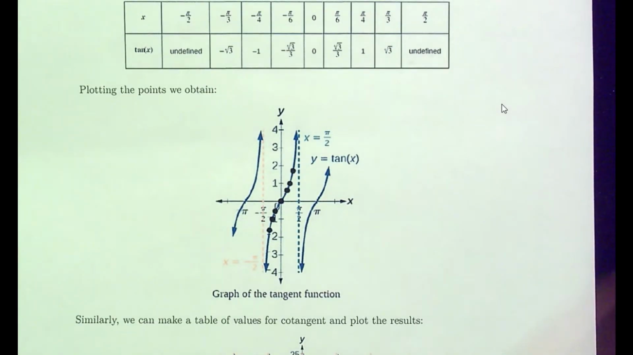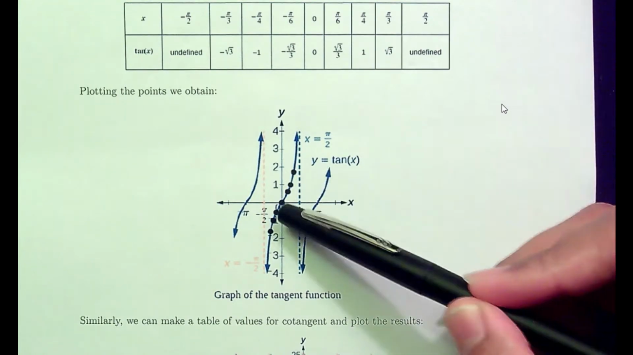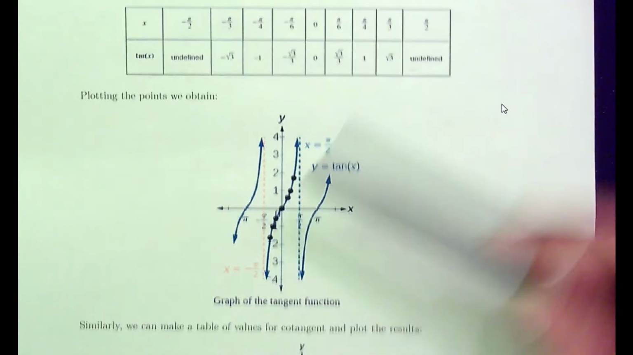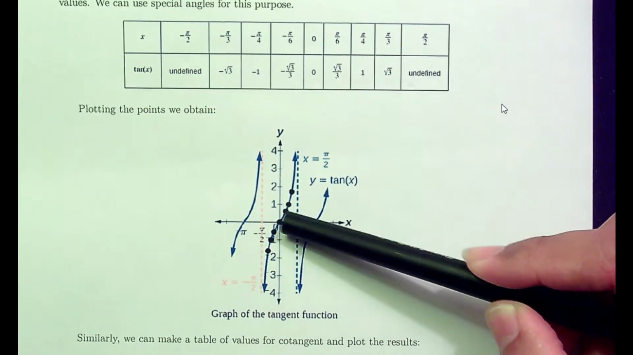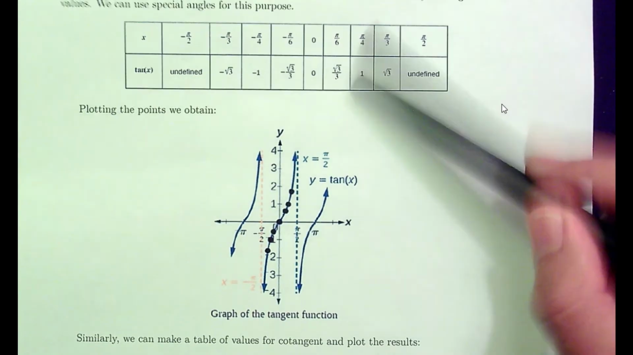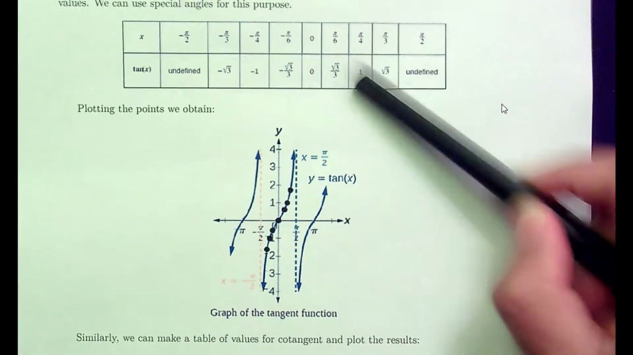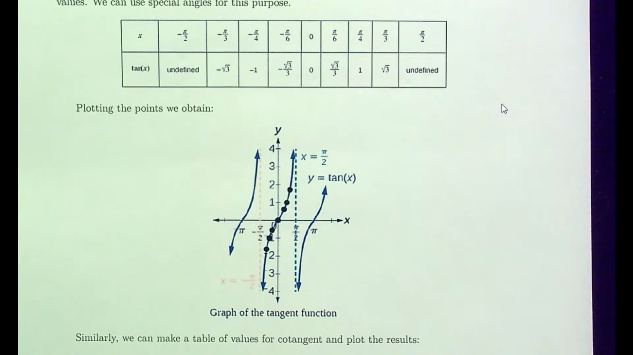If you only memorize 3 points, that's good enough. The main points that I recommend memorizing are, first, the value at 0. Tangent of 0 is 0. The value at pi over 4, or 45 degrees: tangent of pi over 4 is actually 1. So that's easy to remember. And then the value at negative pi over 4 is negative 1. So 1 and negative 1. That's not hard to remember.